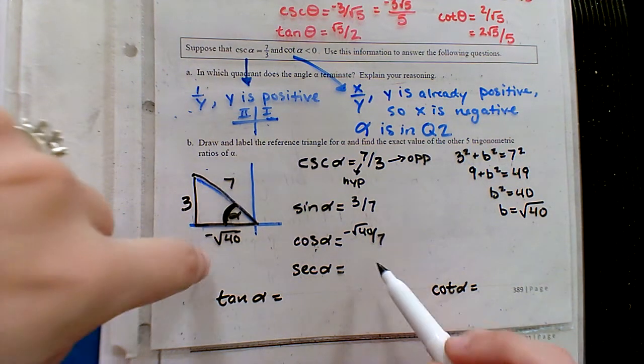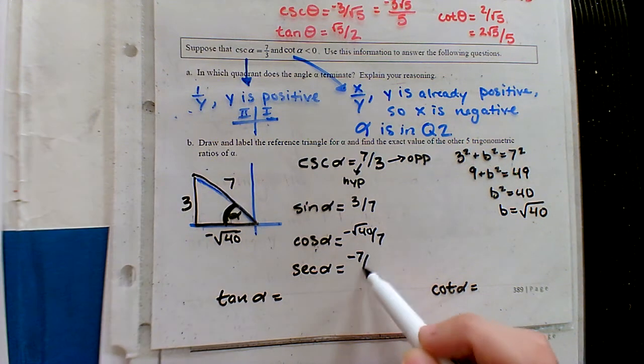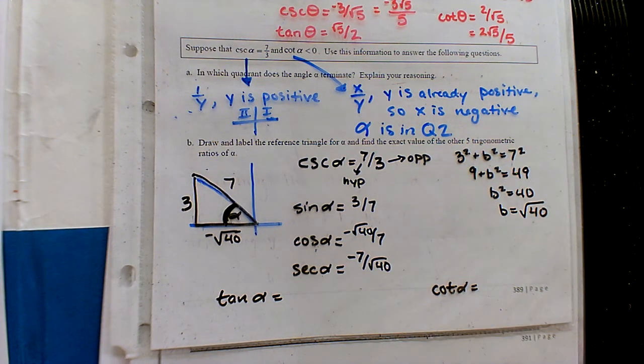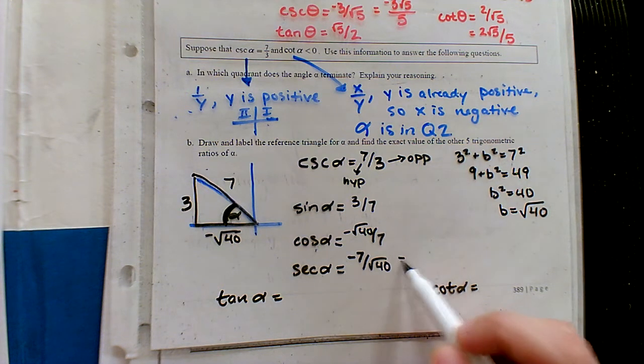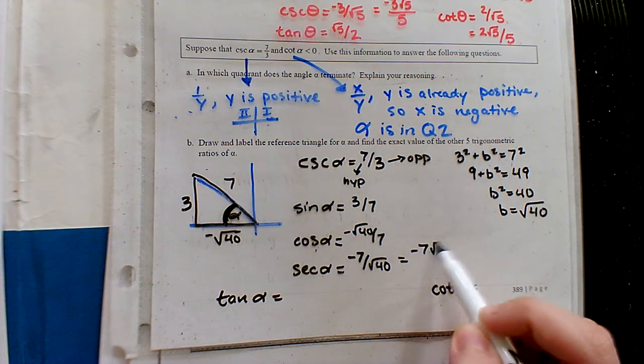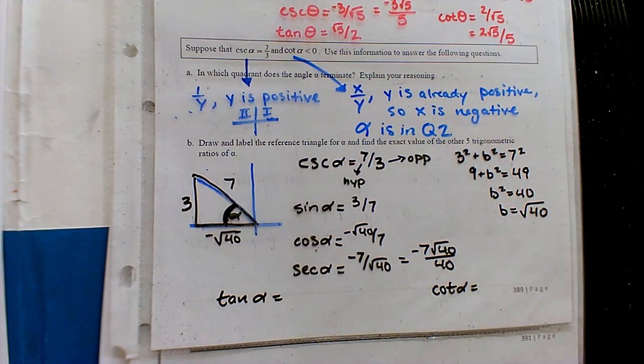Negative 7 square root of 40 over 40. Okay, so initially you'd have negative 7 over the square root of 40. We have a square root in the denominator, so we can multiply that square root on top and bottom to get rid of it. In the end, negative 7 square root of 40 over 40. How are we doing so far? Pretty good. All right. Last set.